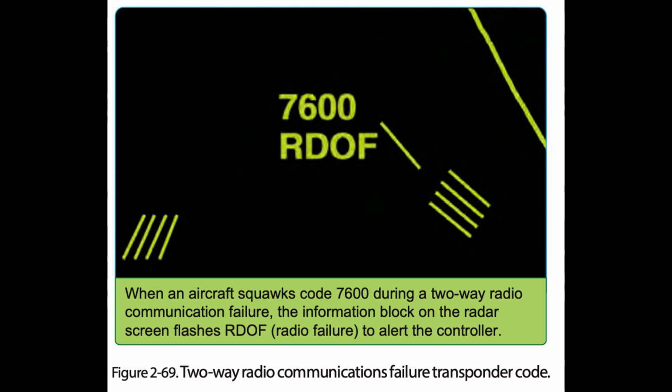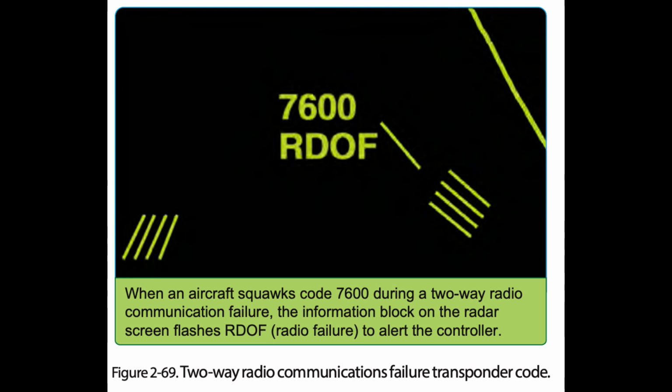However, if IFR conditions prevail, pilots must comply with procedures designated in the CFRs to ensure aircraft separation. If pilots must continue their flight under IFR after experiencing two-way radio communication failure, they should fly one of the following routes. 1. The route assigned by ATC in the last clearance received.